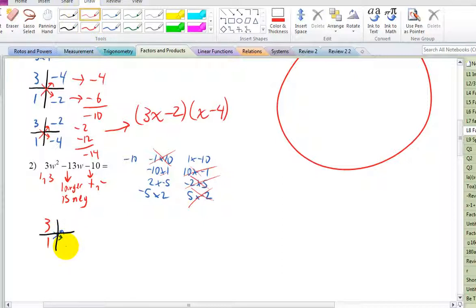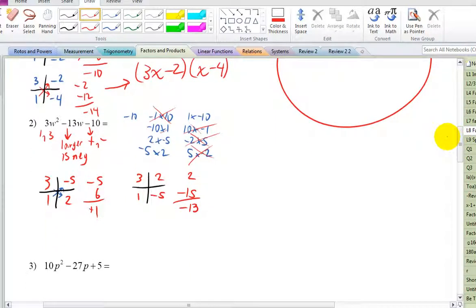2 and negative 5. Okay. So negative 5 and 2. That gives us negative 5 and 6. Nope. Plus 1. Okay, so let's try this. 3, 1, negative 5 and 2. Negative 15, positive 2, all together. Oh, tricky, tricky. So that works.